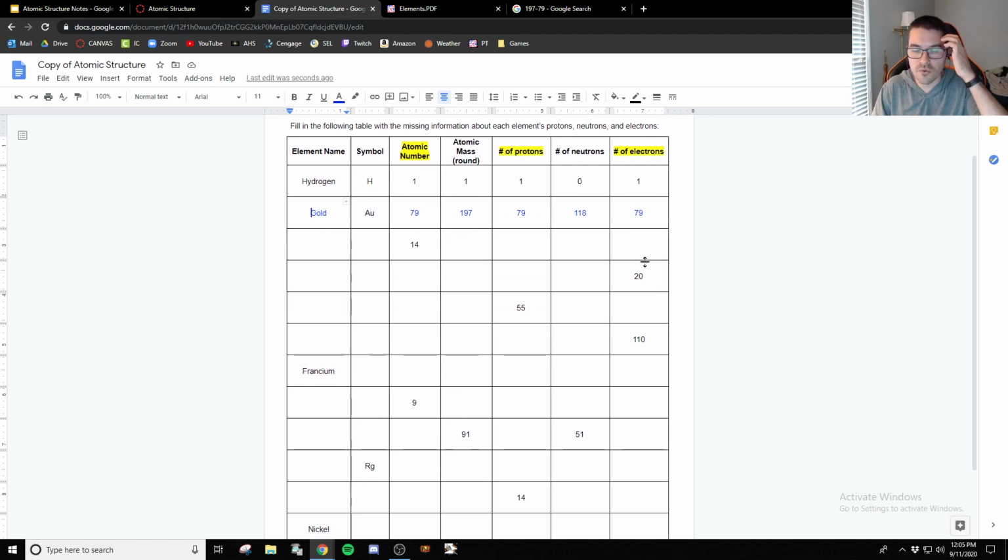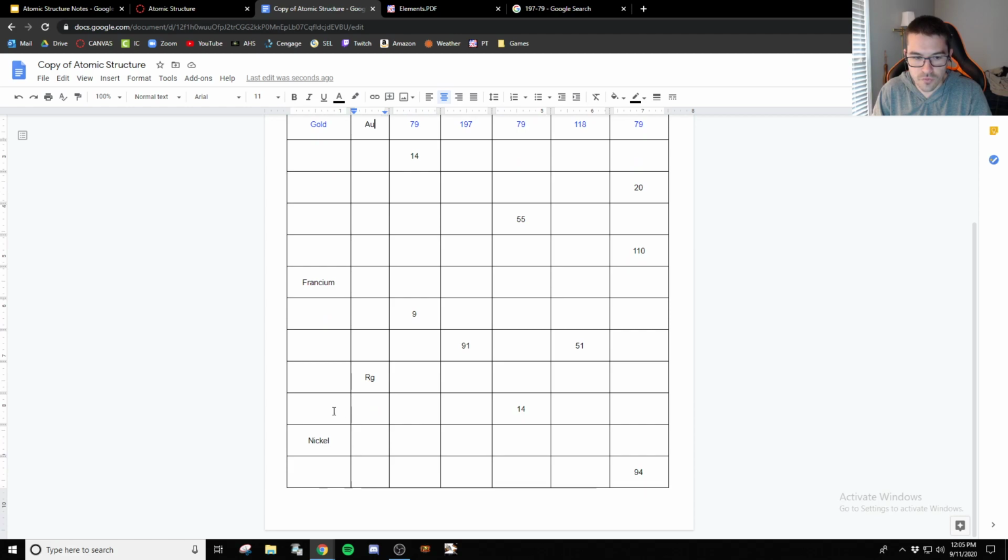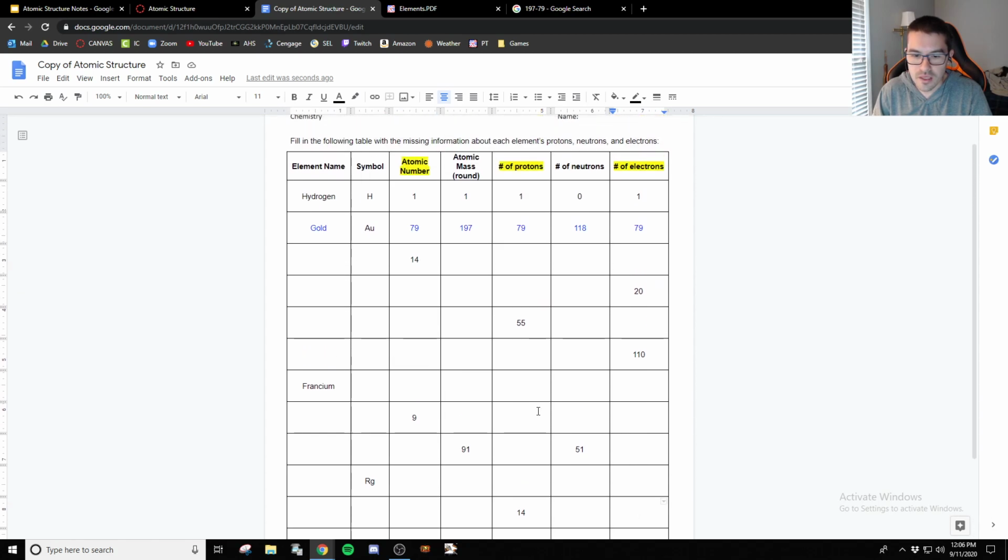Let me show you one of the harder ones, where you don't have this starting element information here. Let's scroll down a little bit. Let's do this one right here. It's the third from the bottom. The only piece of information that we have is the number of protons, 14 protons. So let me change all of this text to blue real quick.